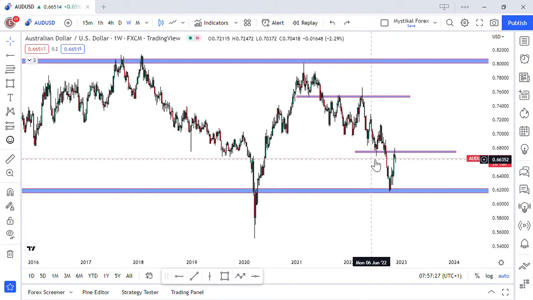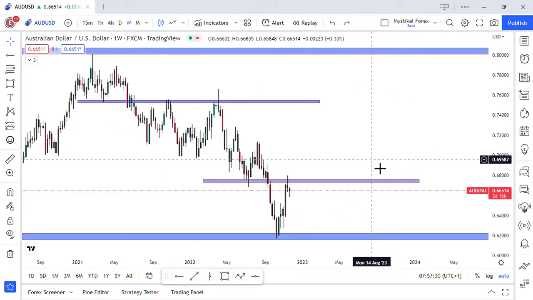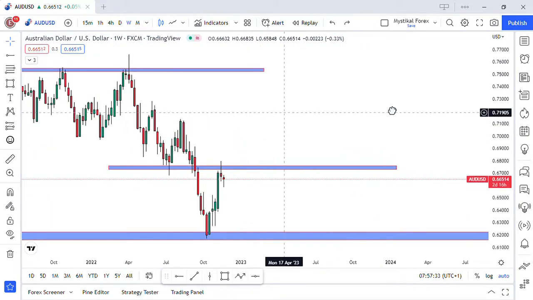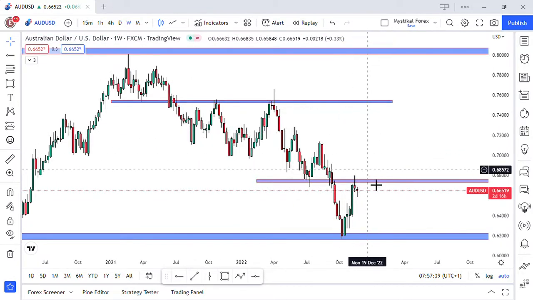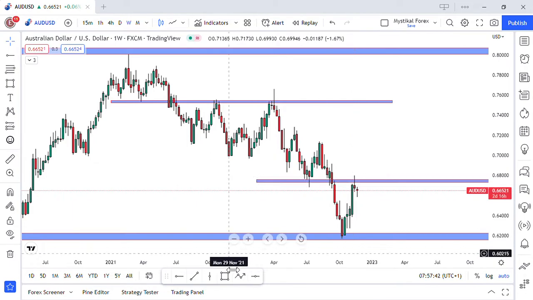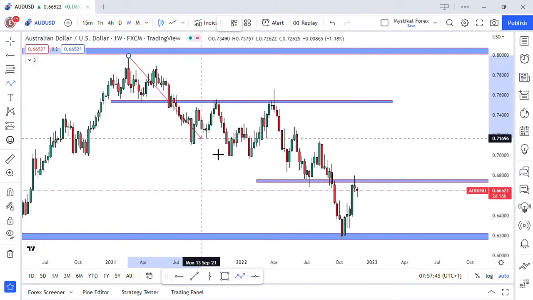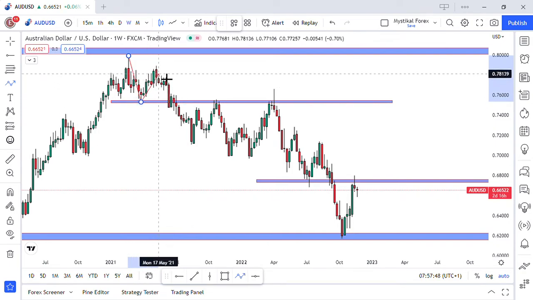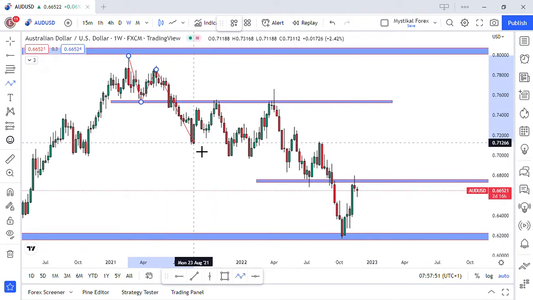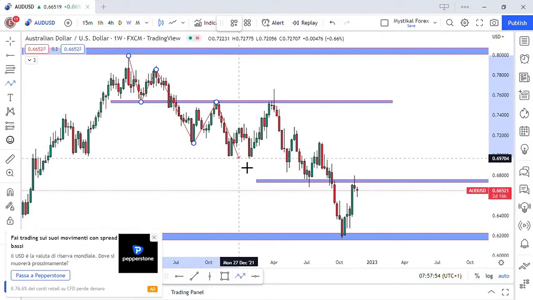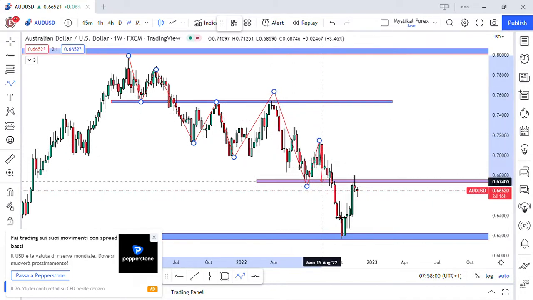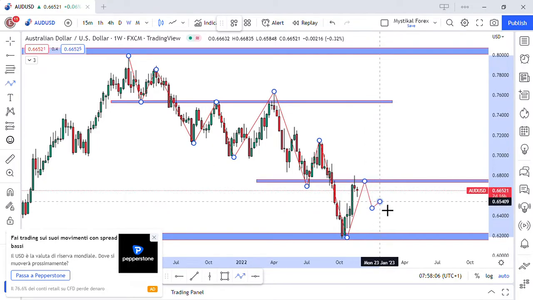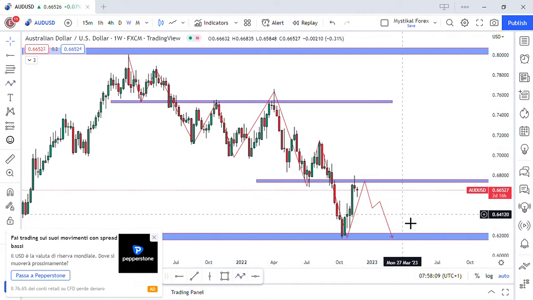Okay, let me zoom in again. Based on our last point of rejection here, look at what the market has been doing. I'm going to try and just mark out certain zones, just like this. I'm expecting the market to move all the way to this level.